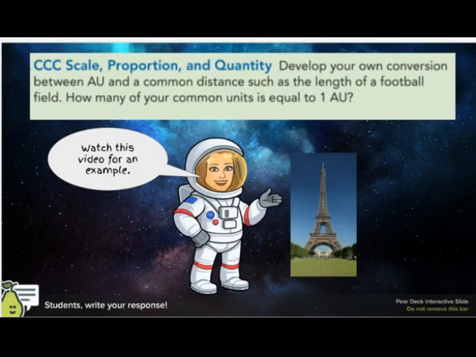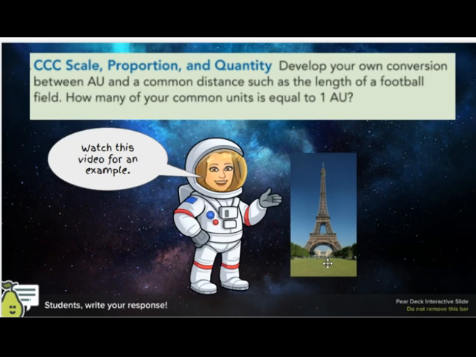Develop your own conversion between AU and a common distance, such as the length of a football field. How many of your common units is equal to 1 AU? So in this example, I'm going to use the Eiffel Tower. So first I have to know how tall is the Eiffel Tower.